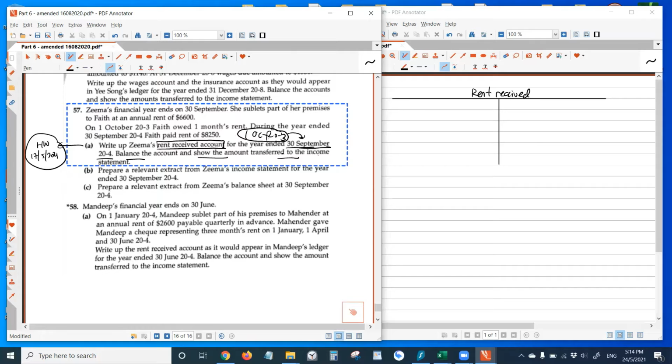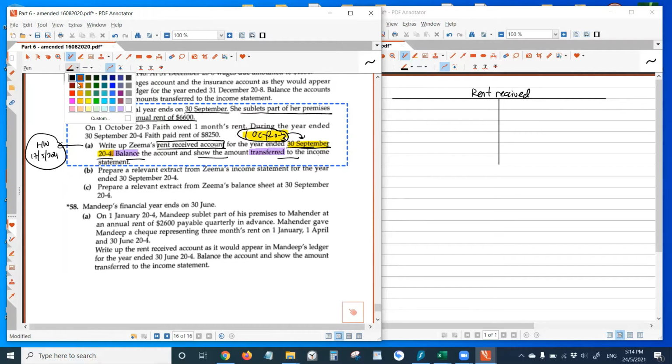Okay, so they have reminded you to do the transferring process as well as the balancing process. But we know that we have to do it, right? Okay, let me highlight the beginning of the year as well as the year end. Zima's financial year ends on 30th September. She sublets part of her premises to Faith at an annual rent of 6600. So one year's rent is 6600.